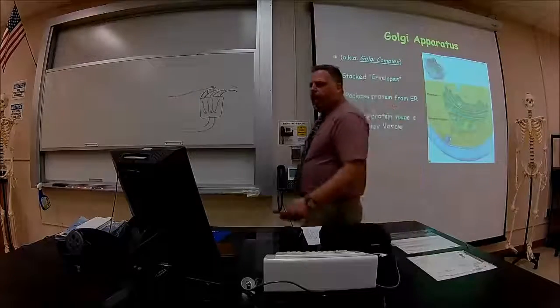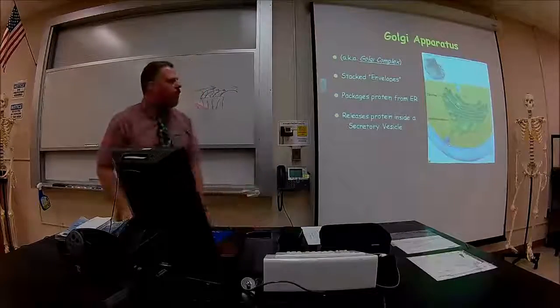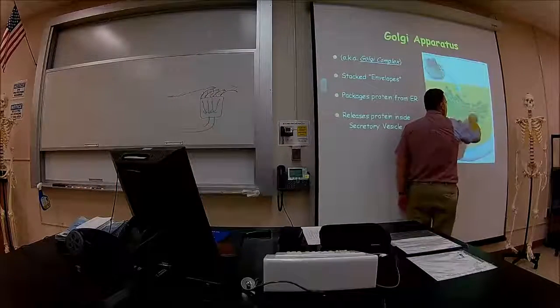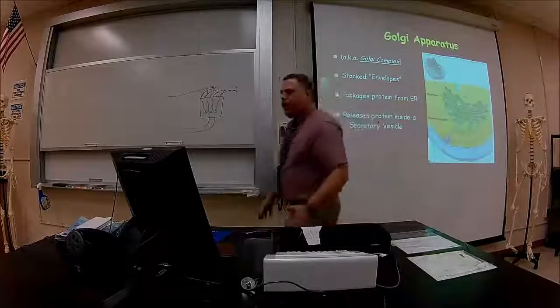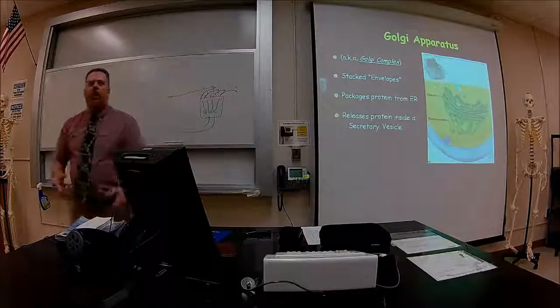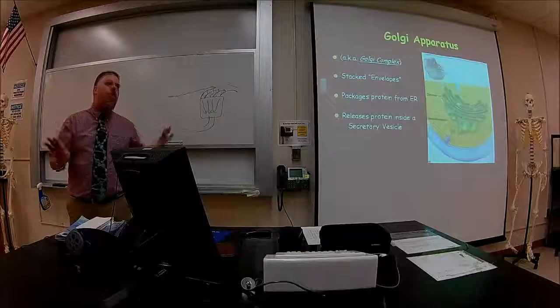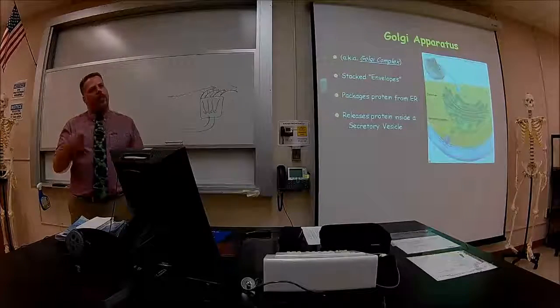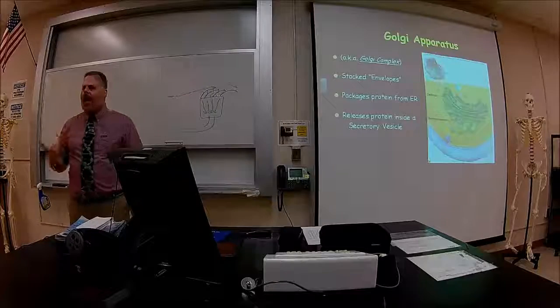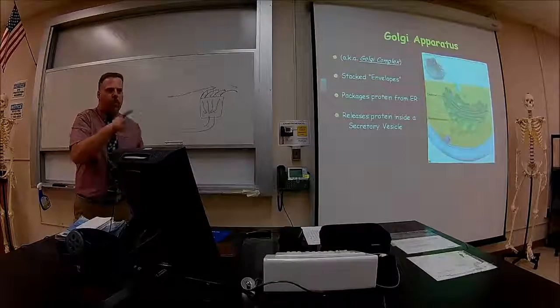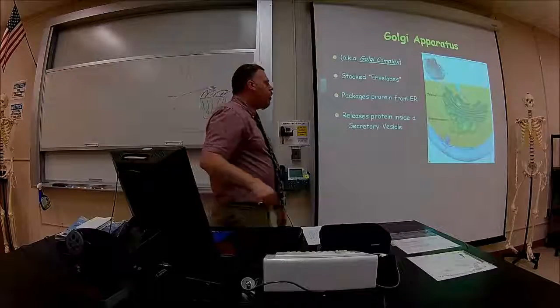The Golgi apparatus, also known as the Golgi complex, looks kind of like stacked envelopes. The protein is already made, but now it needs to be packaged. Like I said, you make Xerox copies of all my PowerPoints, but now you're going to take them to Staples, and you have to package it so it's easier to manage. Put holes in them and put spiral bounds around them, okay?